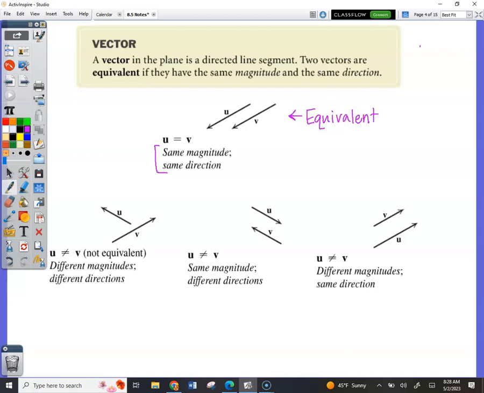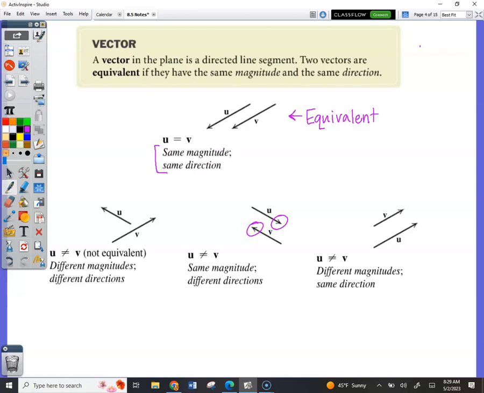And then down here at the bottom are examples of vectors that would not be equivalent, whether they have different magnitudes, which is length, or different directions, which is slope, or they can have the same magnitude but different directions. Notice the arrows here are totally different directions, or they can have different magnitude but the same direction.